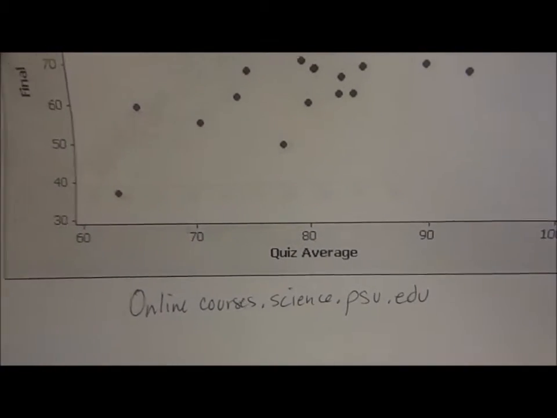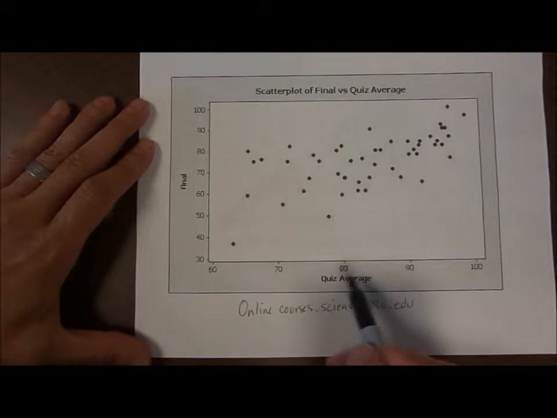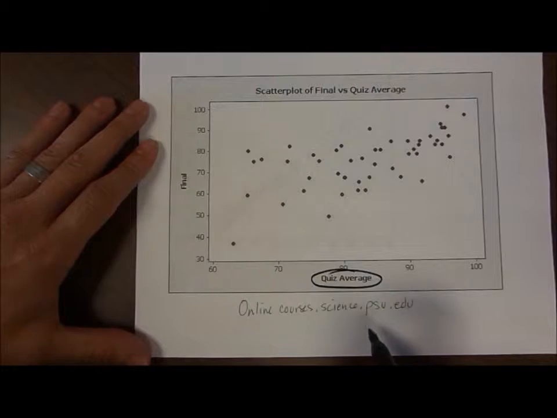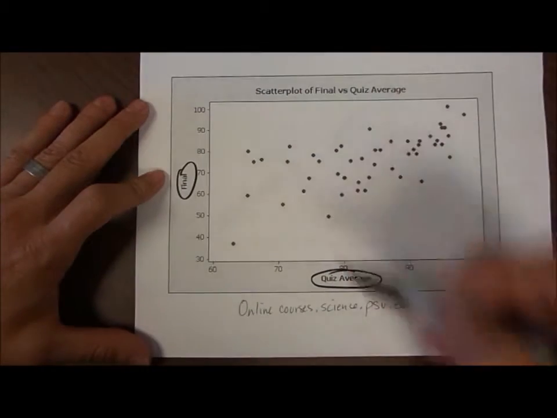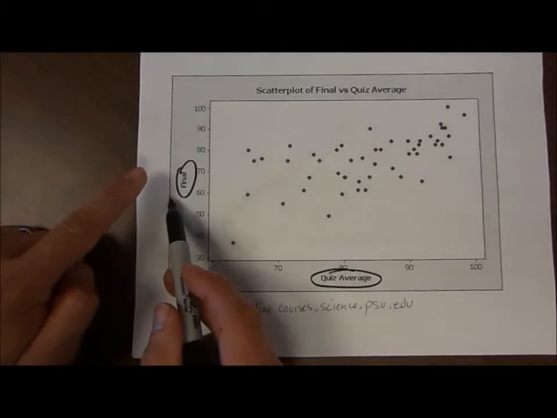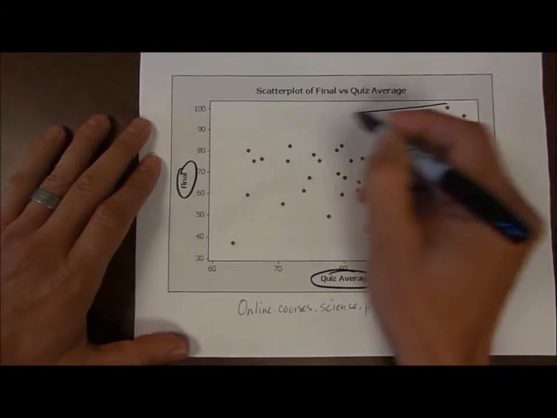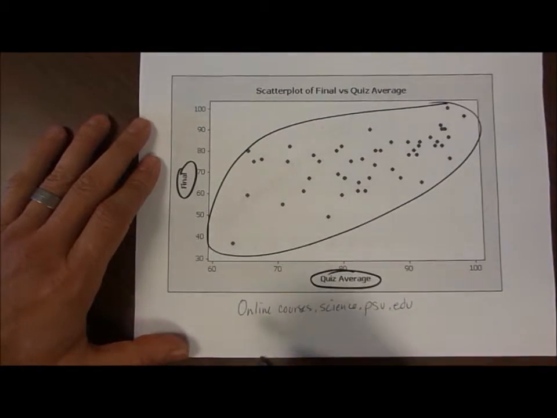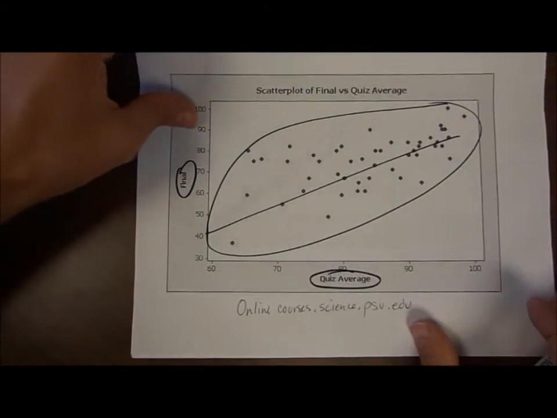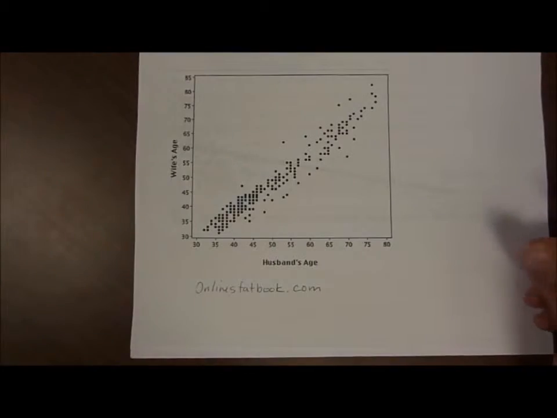.science.psu.edu. I think that's Penn State University. This is a data set that they came up with where they gathered numbers about people's quiz averages and then compared them to their final. You would think that if people score high on the quizzes throughout the year, they'll score higher on the final as well. And you can see, they don't have any numbers on this, but you can see a somewhat strong positive correlation. Probably 0.5, 0.6, okay? Pretty good correlation between quiz averages and final.